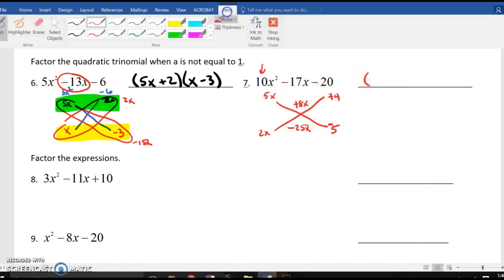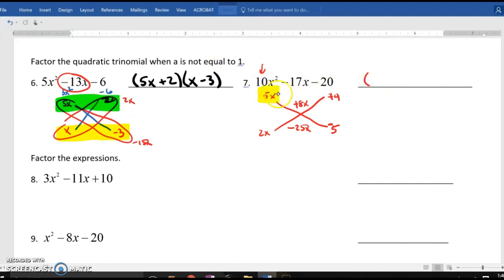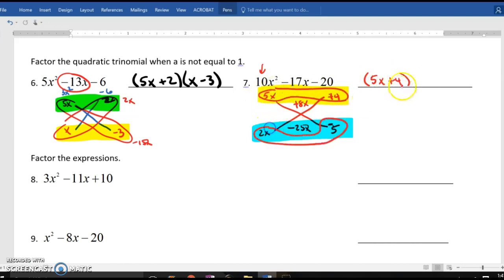So right away here, I know this will be one binomial. This will be my other binomial. So how does this factor? 5x plus 4. And I go across here. And then the other one is going to be 2x. Then this is negative 5, so it's going to be minus 5. Okay?